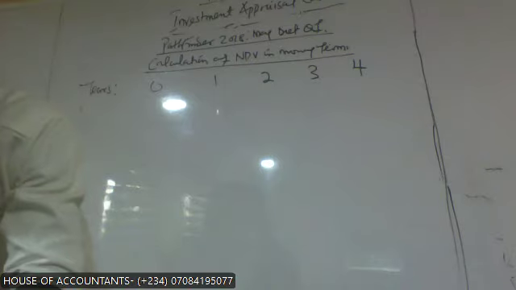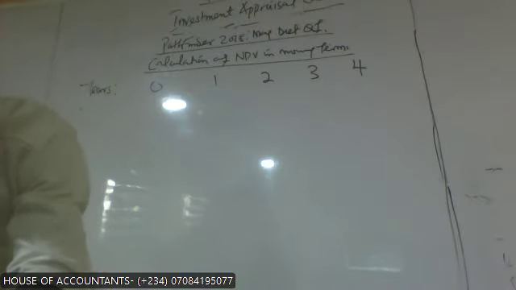Assume a corporate tax rate of 20% per annum in the foreseeable future, and that tax flows arise in the same year as the cash flows which gave rise to them. So what does it mean? Same year, relevant? Yes. Okay.